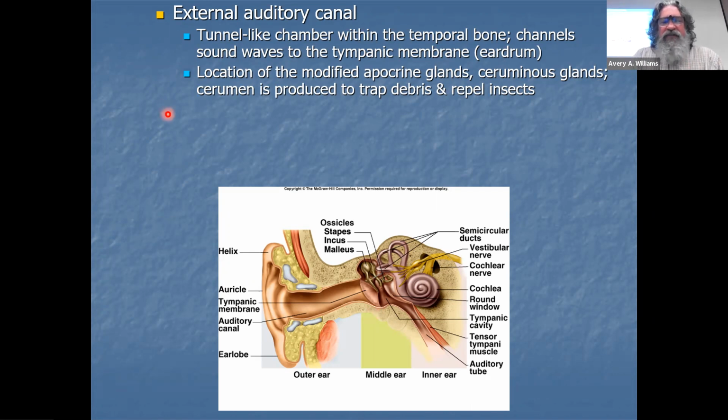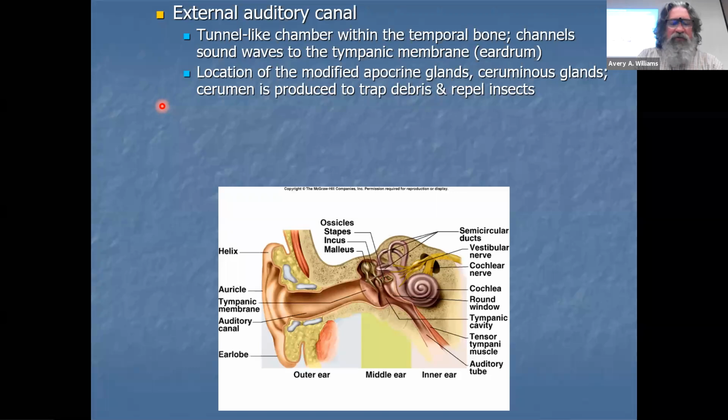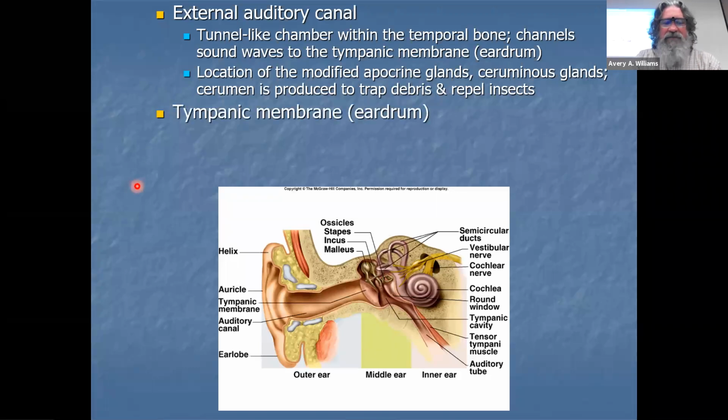The external auditory canal is also the location of the modified apocrine glands. Remember the ceruminous glands, those ones that produce earwax? So cerumen traps debris and repels insects. Remember we talked about all that?